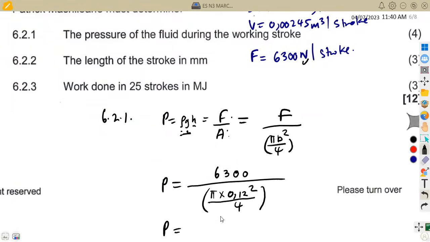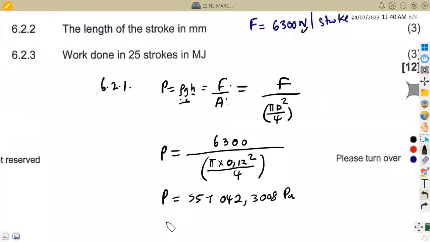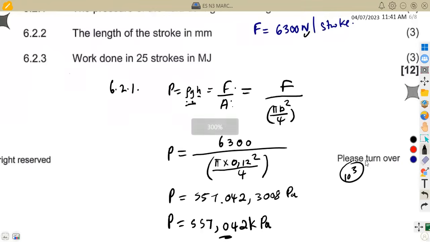So our pressure is going to be 557,042.3008, yes, 0.3008 like that in pascals. So you can convert to kilopascals in this case by dividing by 1,000. Remember, kilo is times 10 to the power of 3, so you divide by the opposite. So it is going to be 557,042 in kilopascals. You divide by 1,000.